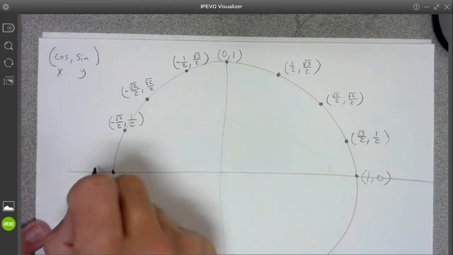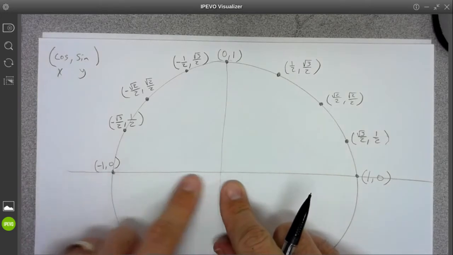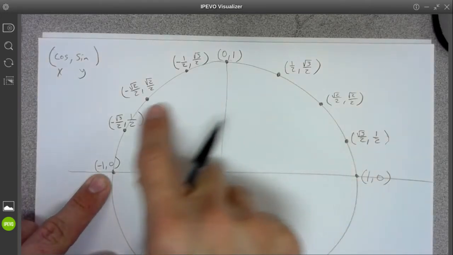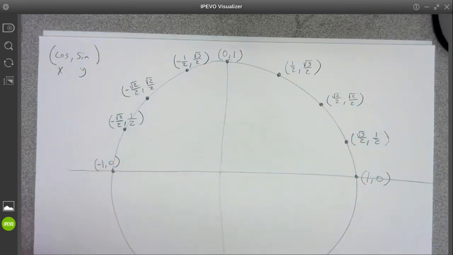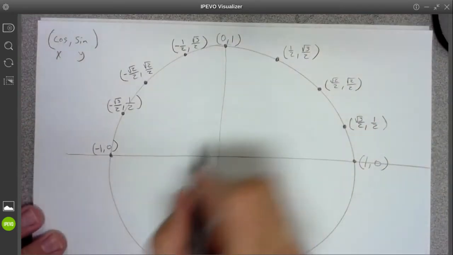All right, coordinates for this spot: negative 1, comma 0. So to the left 1 whole and then up and down 0. That means sine of 180 is 0, but cosine of 180 is negative 1. All right, we'll keep going here. We could just stop and do the reflections, but we'll keep thinking here.